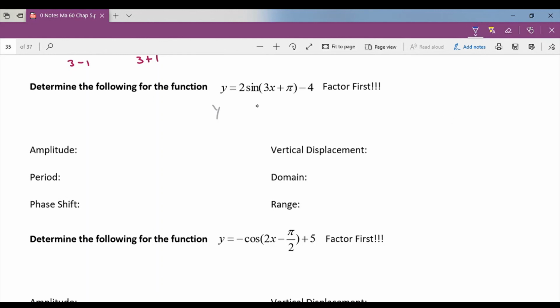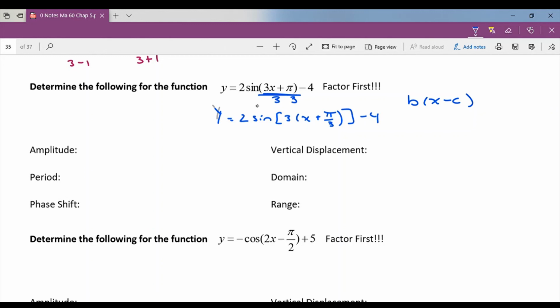Okay, so first of all, I want you to notice that this is not in b times x minus c form. So the first thing you have to do is factor out the 3. So this is going to be y equals 2 sine 3 bracket x plus pi by 3. If you don't factor out the 3 first, you cannot see the phase shift or you will answer it wrong.